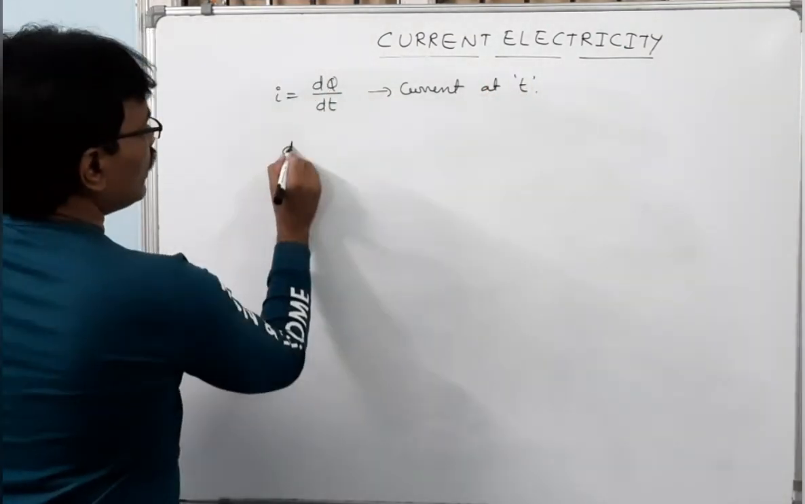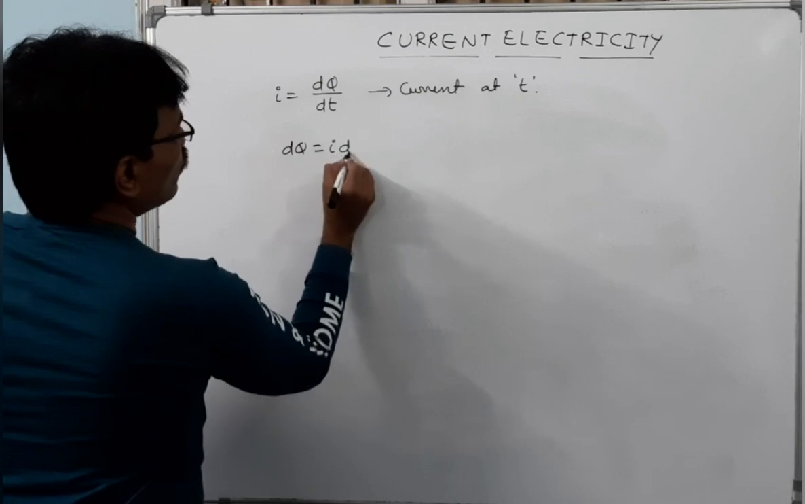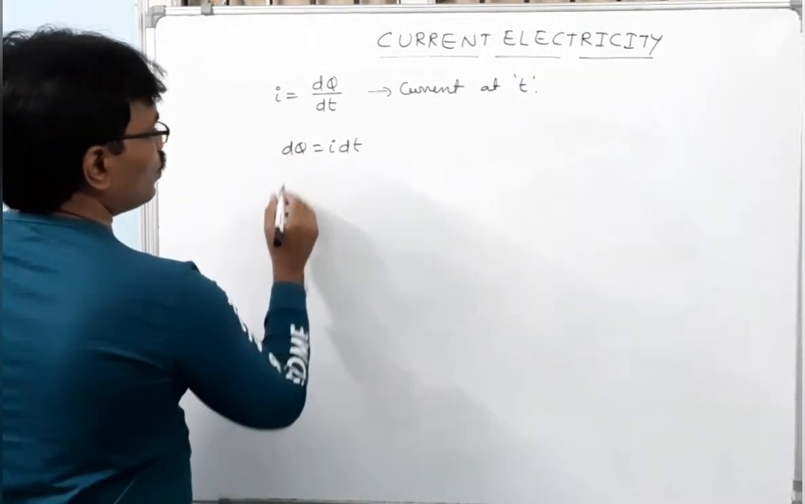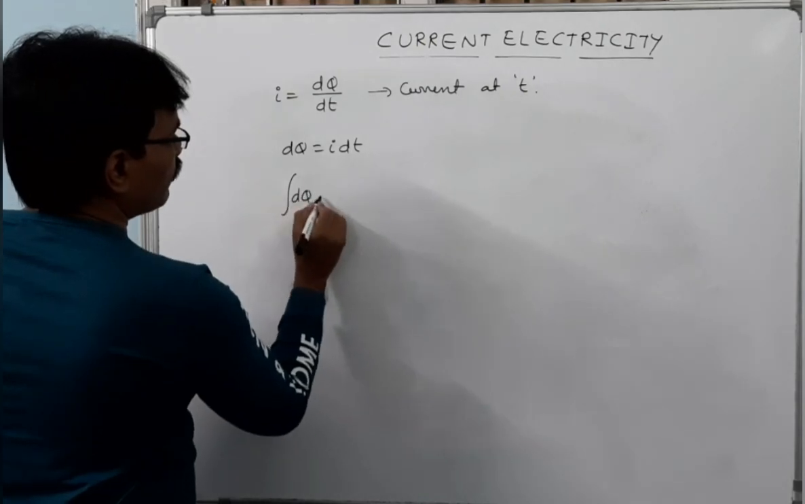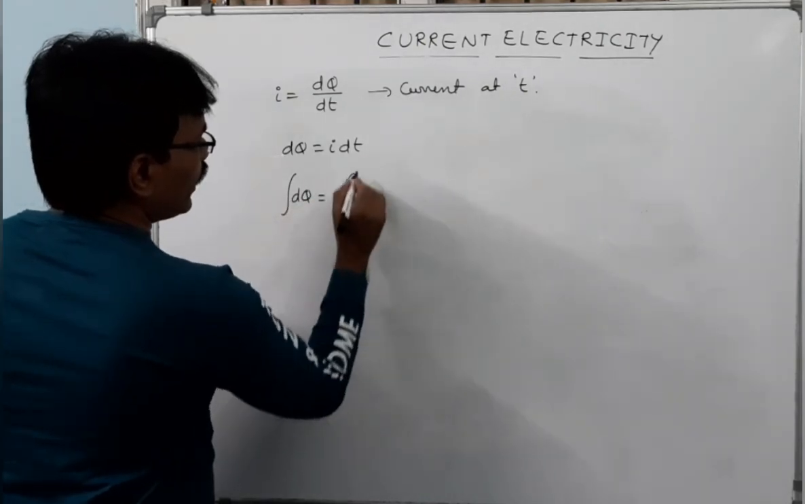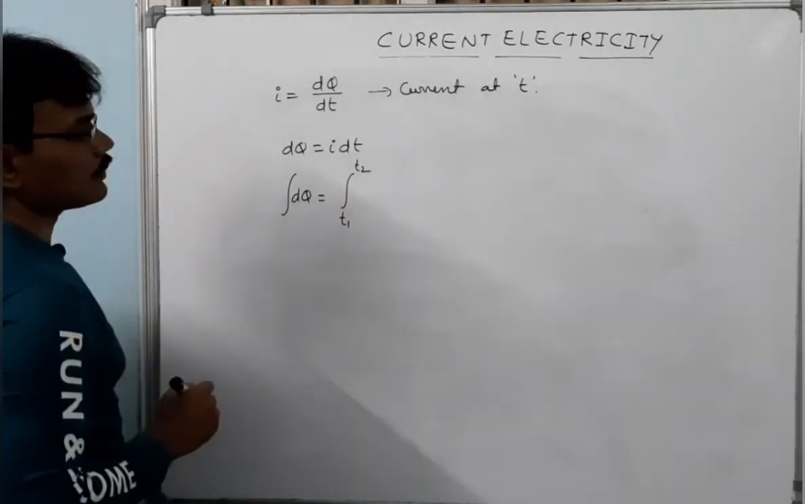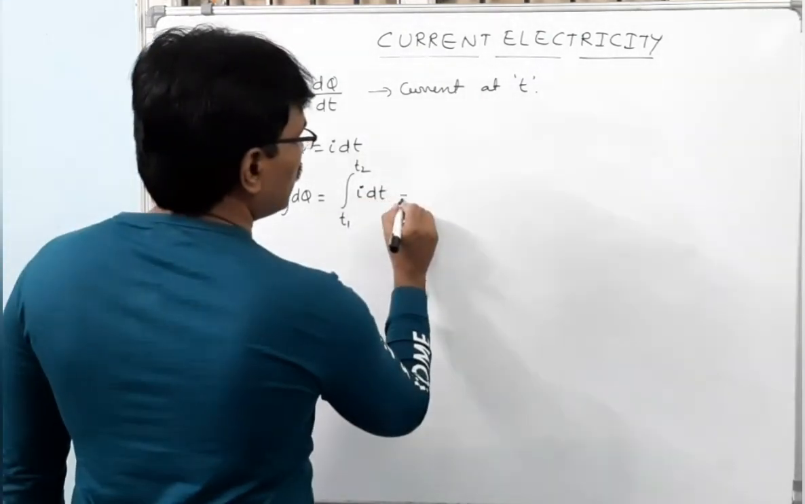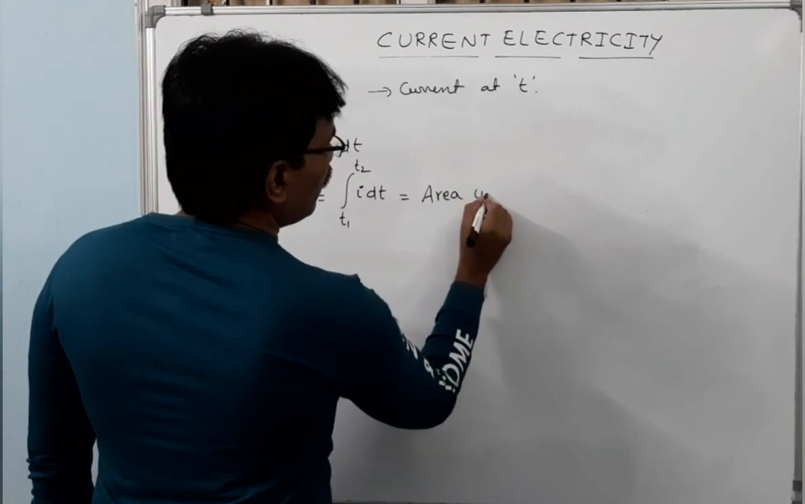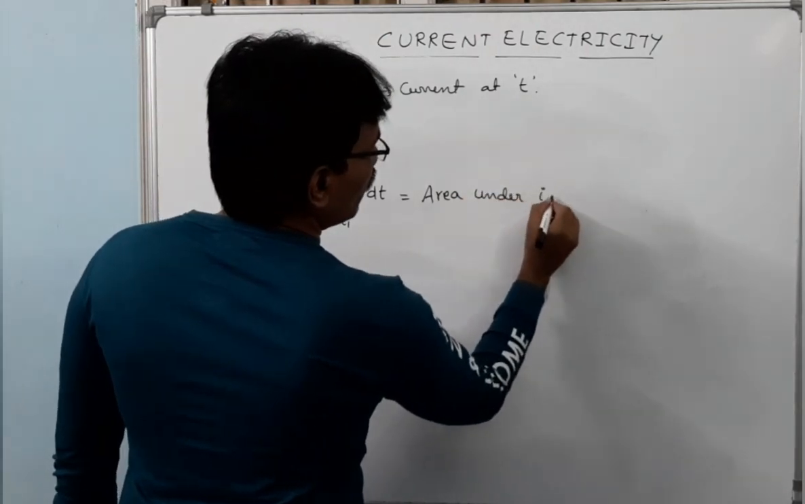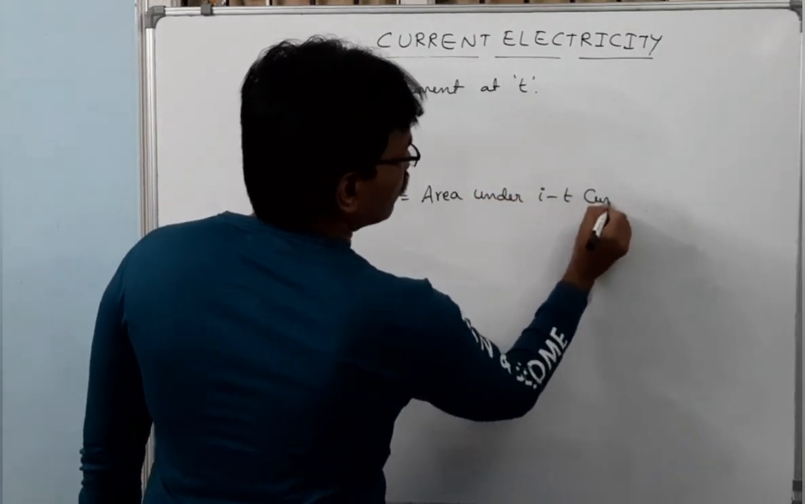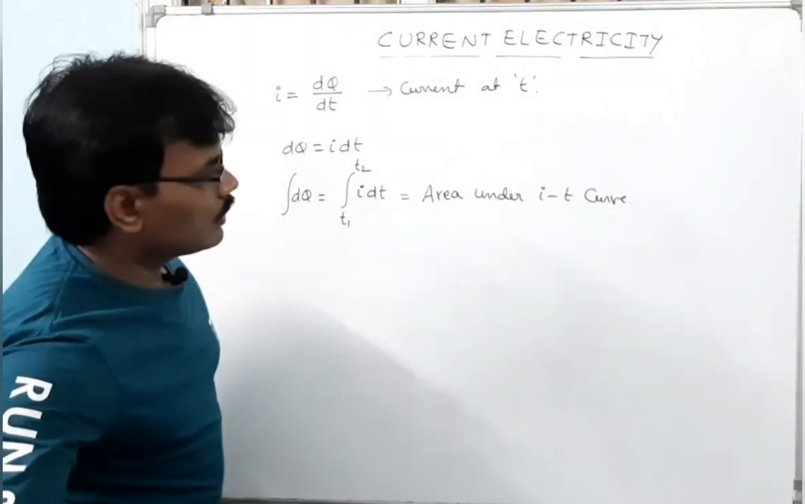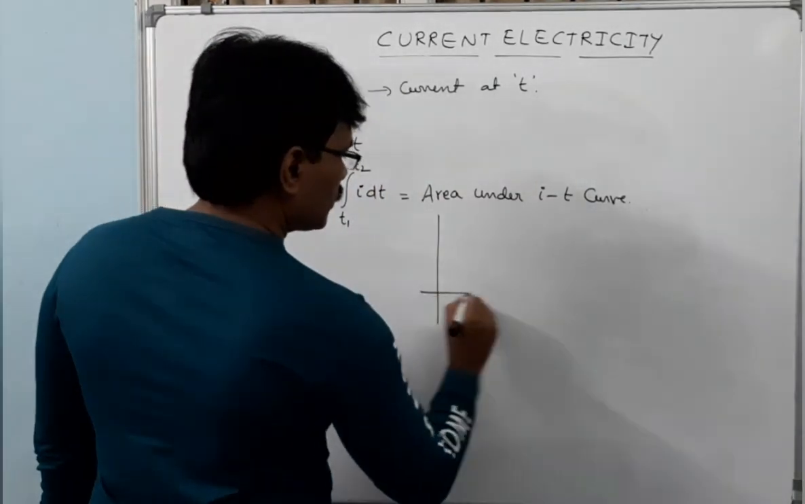So from this, dq can be written as I into dt. Therefore, the total charge flowing from time t1 to time t2 is given by the integration of this, or otherwise it is equal to the area under the I and t curve. Okay, area under the current versus time graph. So that is the total charge flowing.